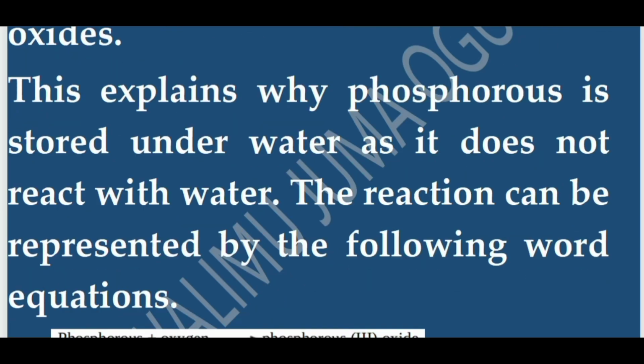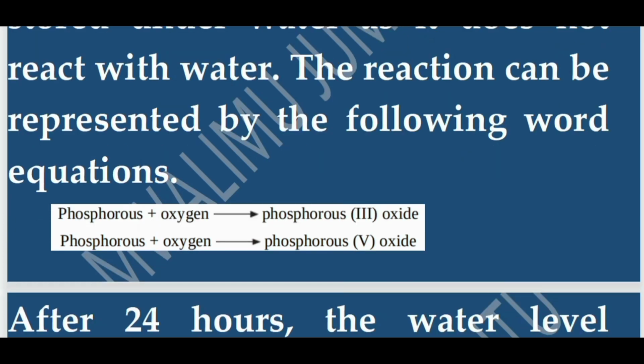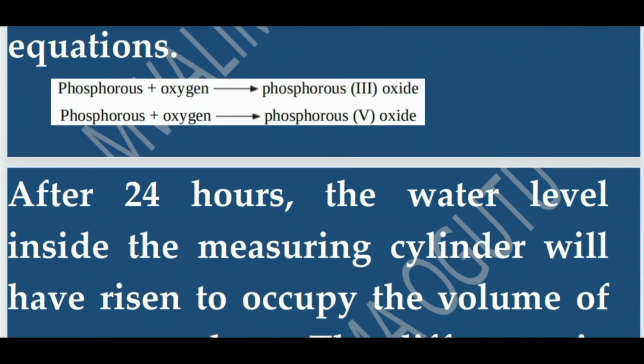The reaction can be represented by the following word equation. Phosphorus reacts with oxygen to form phosphorus 3 oxide, and also it forms phosphorus 5 oxide.